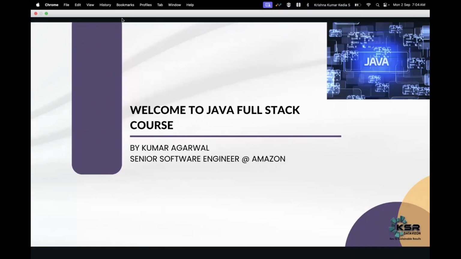I am currently working as a senior software engineer at Amazon and I have a total of 6 years of experience. I did aerospace at IIT Bombay.